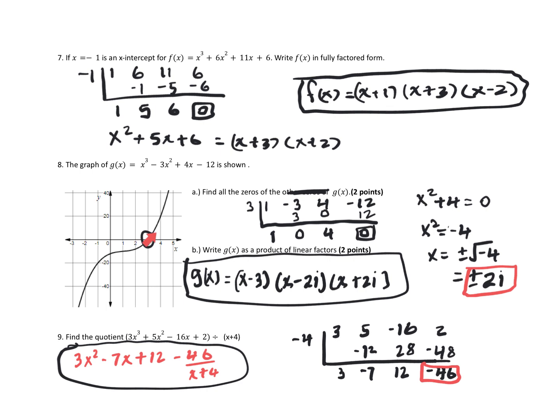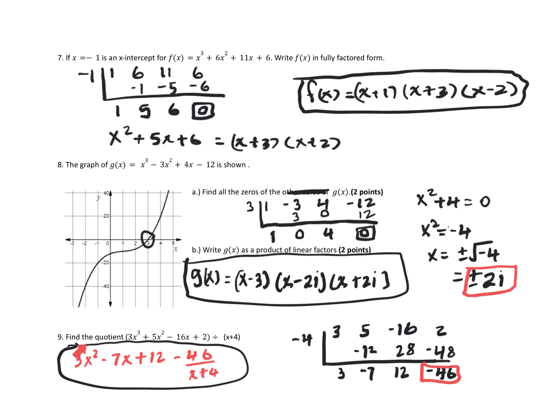And this makes sense because I expected to see 3 zeros, but I only see 1 real one. That means 2 are imaginary, because imaginary zeros come in pairs. I only have 1 real zero. So now I write the function: x minus 3 using this intercept, and then x minus 2i, x plus 2i.